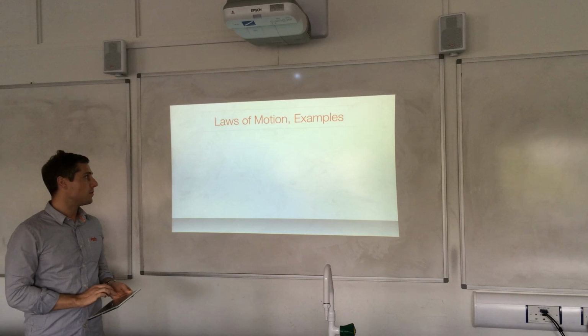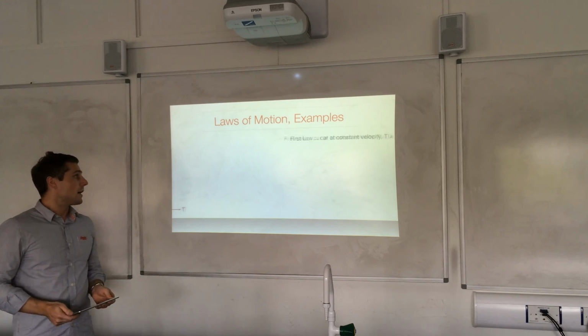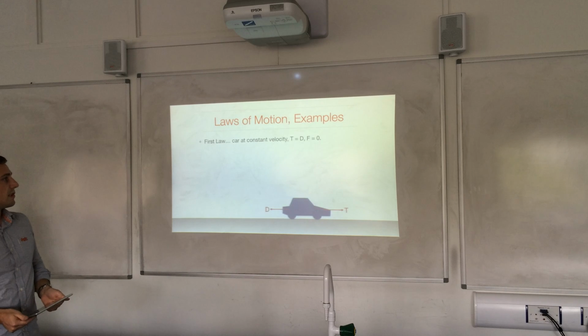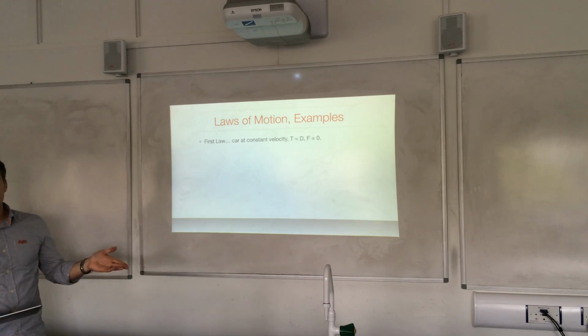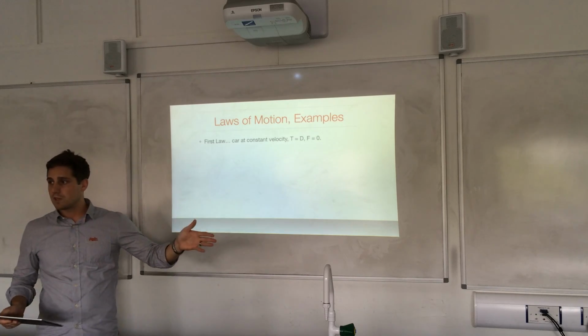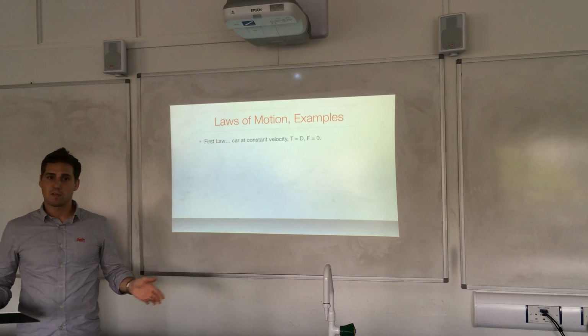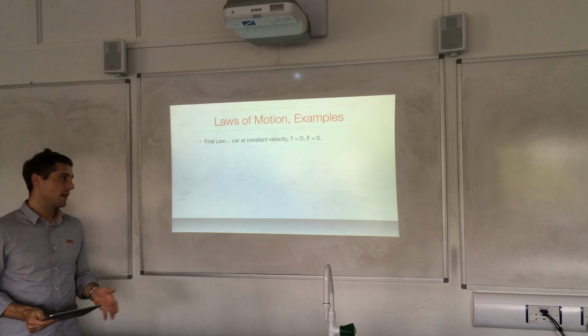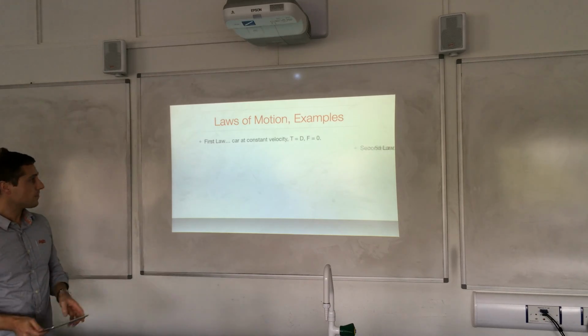So starting off with a car moving at constant velocity. It's got a thrust force and a drag force, and because it's moving at constant velocity, T equals D, therefore the resultant force is 0. So there's no resultant force acting on it. It continues at constant velocity.